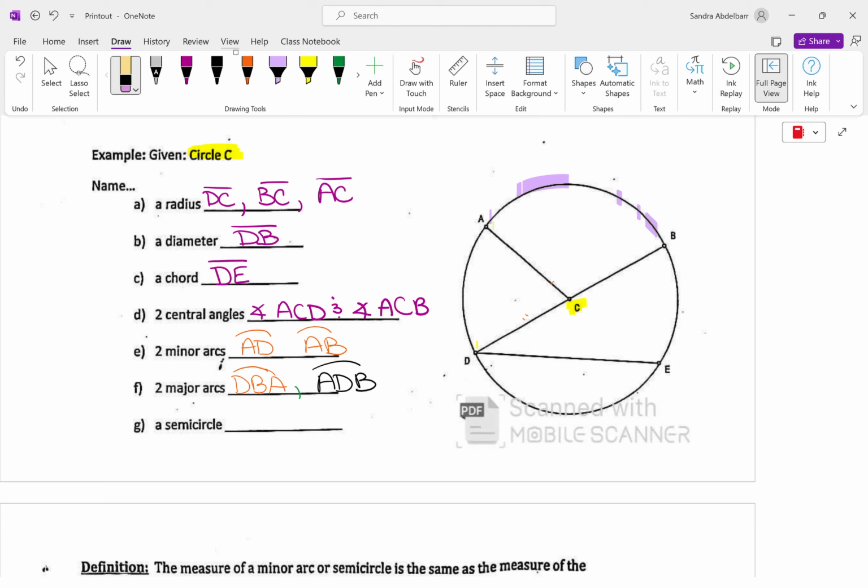All right, now let's name two semicircles. I'm going to name them with 3 letters because remember I told you we can name it as a minor arc or a major arc. I'm going to name it as a major arc. I'm going to say DAB is one semicircle, and the other semicircle is going to be DEB. So I named the semicircle on top, and I named the semicircle on the bottom.